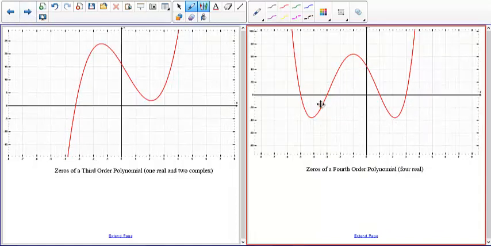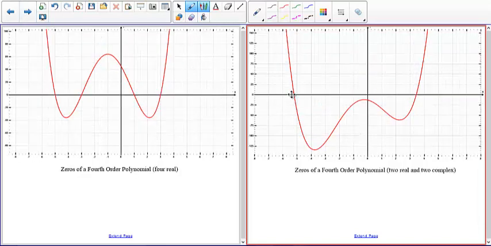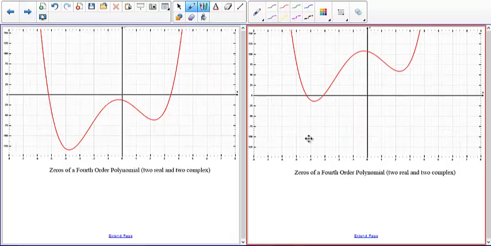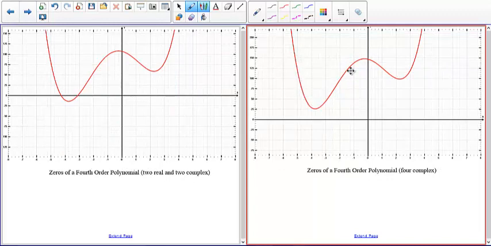Here's a fourth order polynomial. So there you could have 4 real roots where it intersects 4 times. You could have 2 real roots and 2 complex. So here's the case where you have 2 real zeros, and there you have 2 real zeros and 2 complex zeros. Or if I moved it here, I have 2 real zeros and 2 complex zeros. Here I have 4 complex zeros. There's no real zeros because there's no x-intercepts.